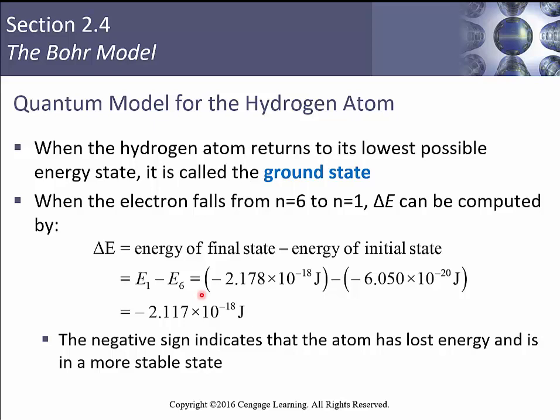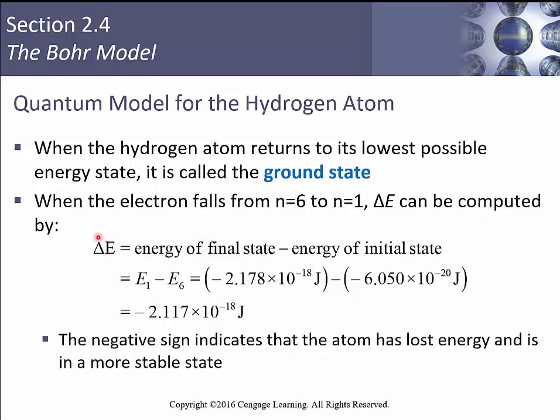When the hydrogen atom returns to its lowest possible energy state, that's called the ground state. That's when n equals 1. When the electron falls from n equals 6 to n equals 1, delta E can be computed by the energy of the final state minus the energy of the initial state.